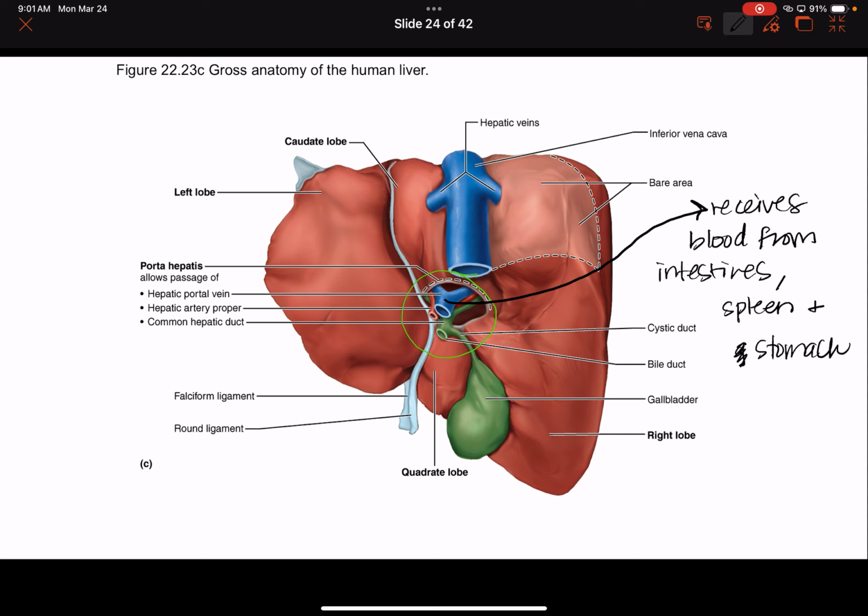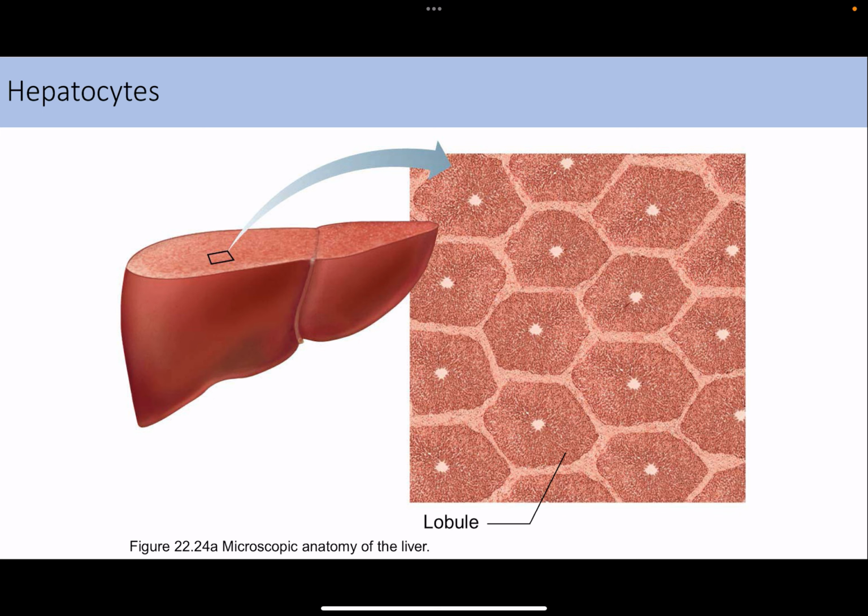And then also we have the bile duct as well, which we'll talk more about in that pathway when we get to the gallbladder. But your hepatocytes, so hepatocytes are liver cells. They are organized into what are called lobules. So lobules are a little, 1, 2, 3, 4, 5, 6, a hexagon. It's a hexagon of liver cells. Okay, so they're organized in these lobules.